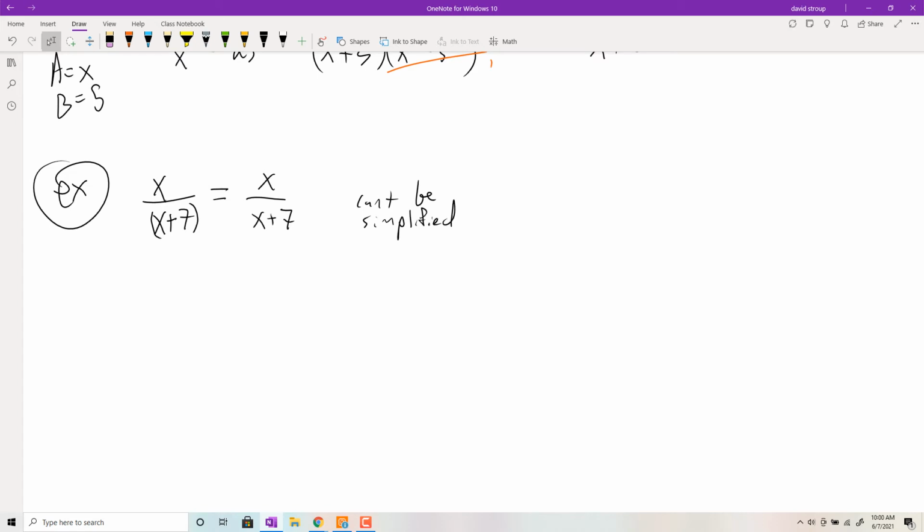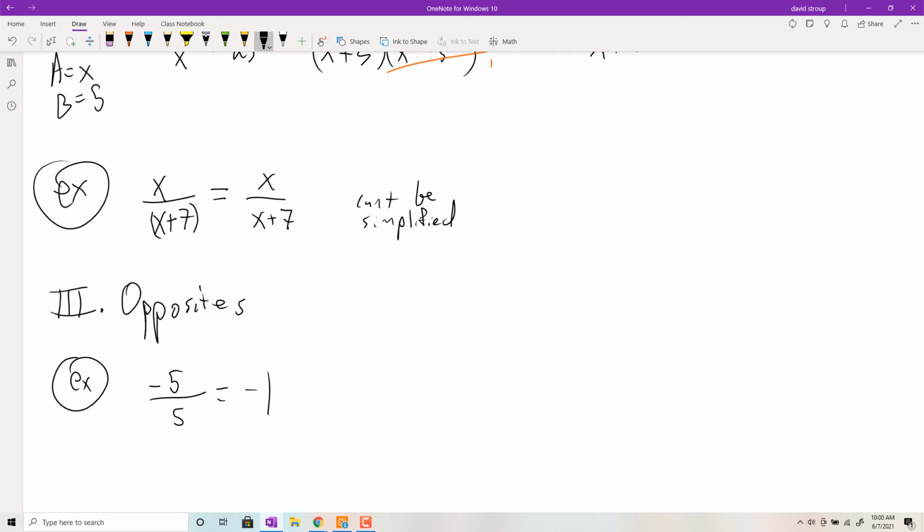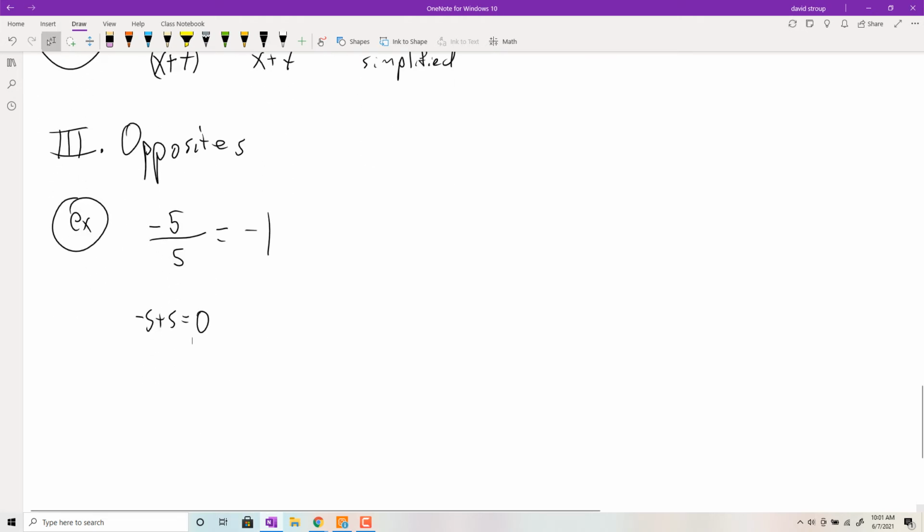Okay. One sort of special topic in this section is on canceling opposites. Opposites are numbers that when you add them together, they equal 0. So back in the day, you've kind of already dealt with this. What is negative 5 divided by 5? Or negative 5/5. What is that? It's just negative 1, right? And you can see if you added negative 5 plus 5, those are opposites because they equal 0. And whenever you have opposites, they will simplify to a negative 1.